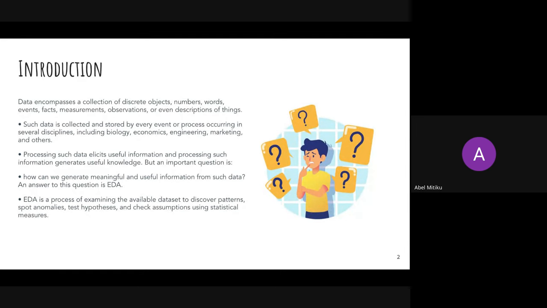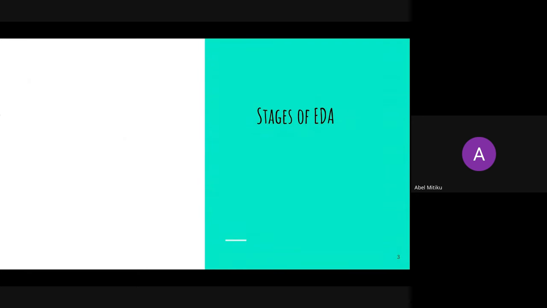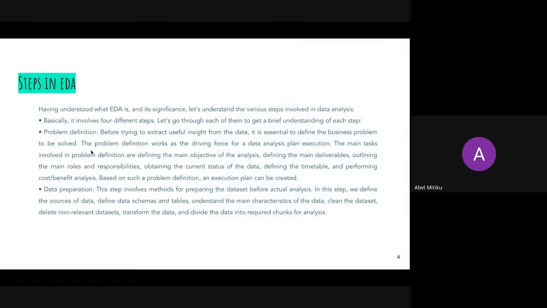As I said before, to derive this meaningful and valuable information from these huge data, we can conduct an EDA, which means exploratory data analysis, a systematic process that involves examining a given data set to uncover patterns, identify anomalies, test hypotheses and validate assumptions using different statistical measures. Let's look at the stages of an EDA, which are the distinct stages that constitute the process of data analysis.